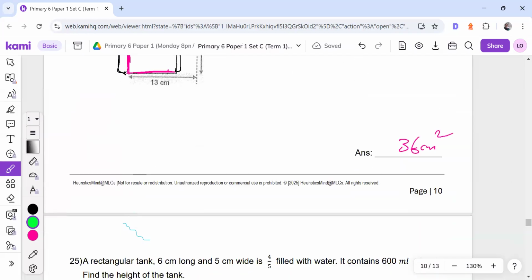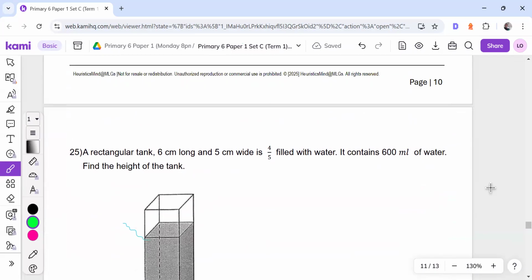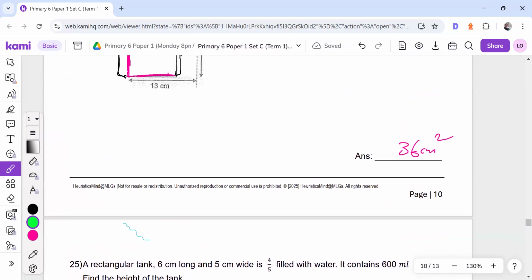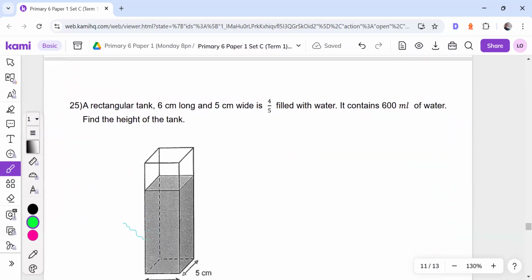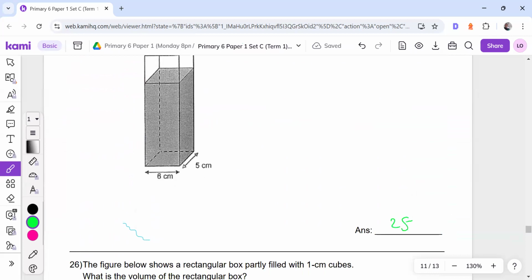Let's move on. Question number 25. Your answer is... sorry, yes, Josh, what do you say? Somebody say something? Who is saying something? And anyone asking a question? Anybody? Nobody, yeah? Okay, the answer is 25 cm for the next one.